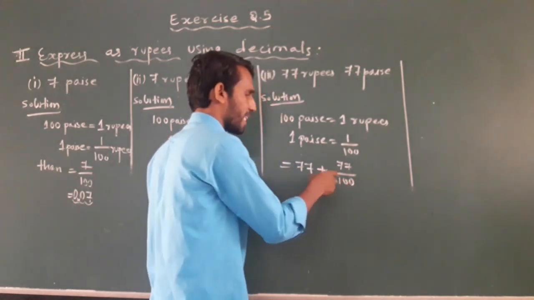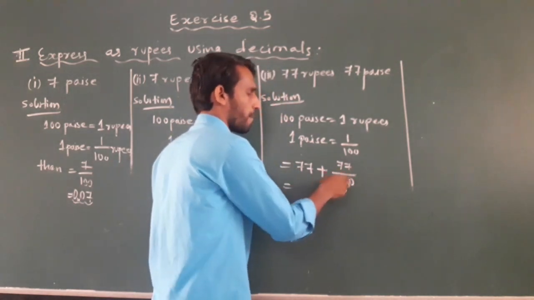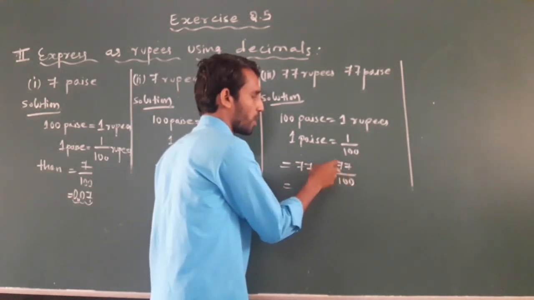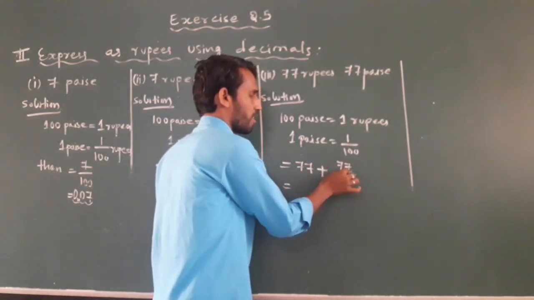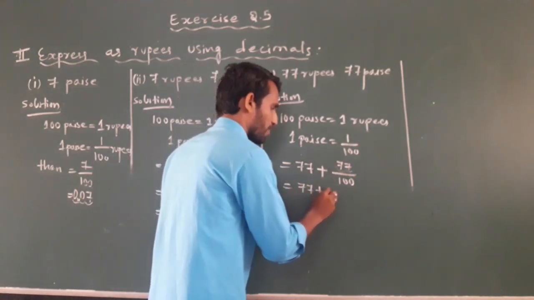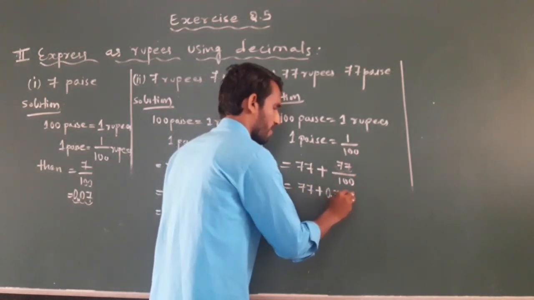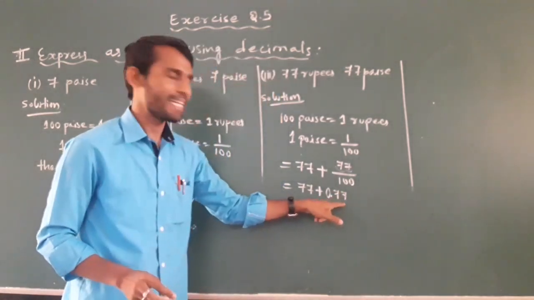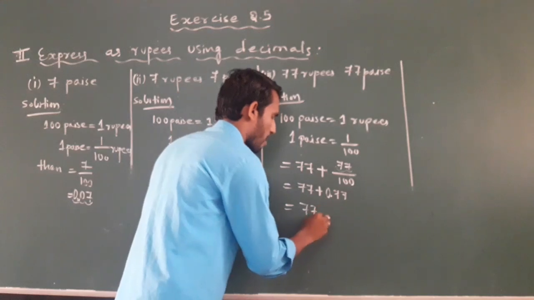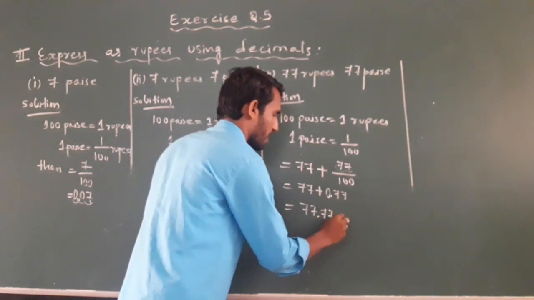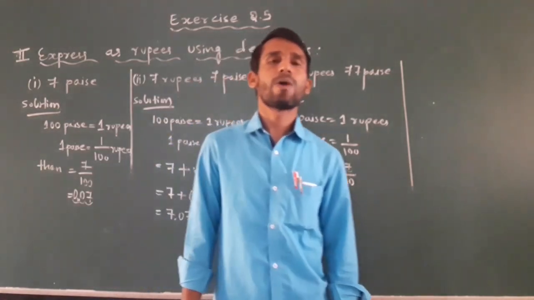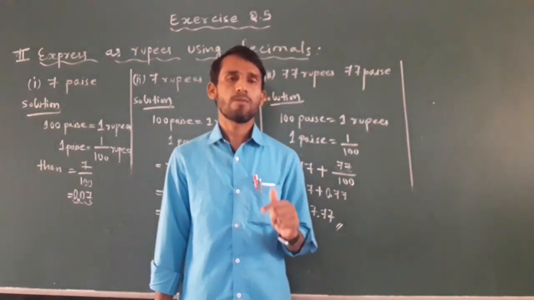We have to shift 2 numbers again because we have 2 zeros here. We shift the decimal point 2 numbers, and we get 77 plus 0.77. When we add here, we get 77.77 rupees. This is the solution. Dear friends, the remaining 2 problems you solve at home.